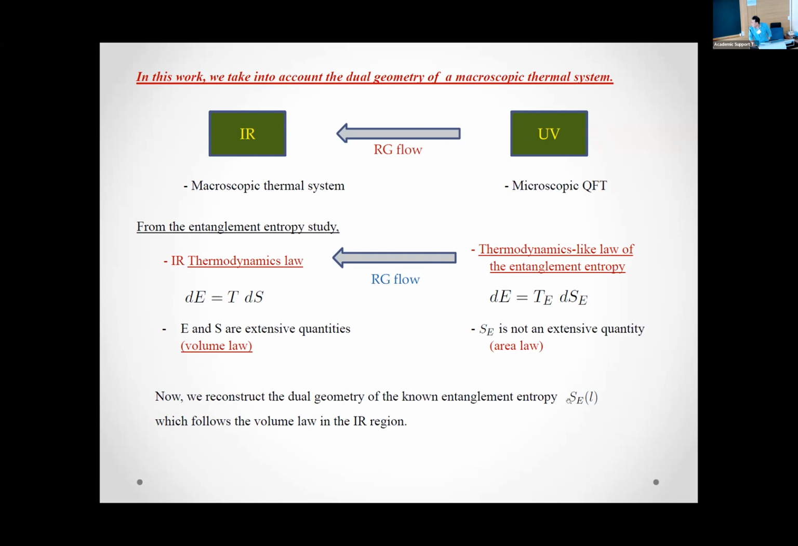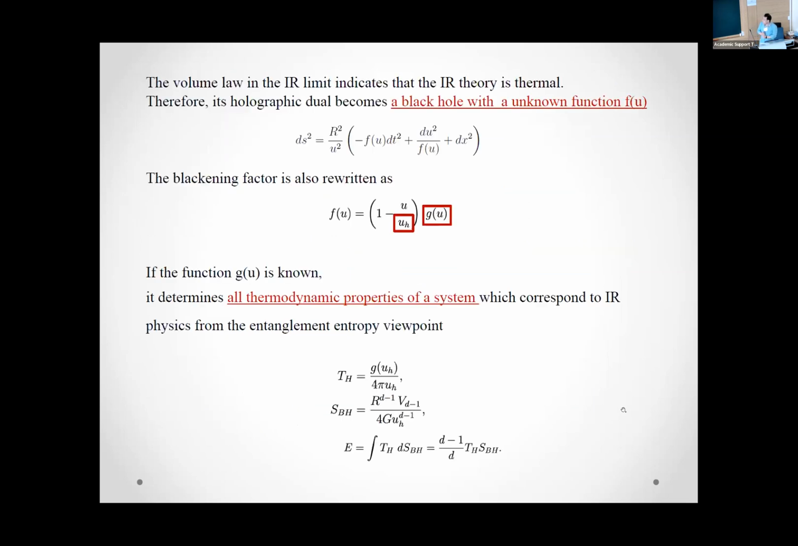Usually the entanglement entropy depends on the subsystem size. There is only this data. Starting from this data, we want to reconstruct the dual geometry. That is the main goal of this theory.